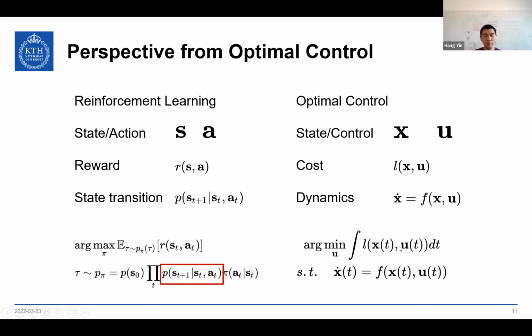And of course, optimal control might also involve some constraints on your state or on your control input. You should not apply too much control input. You can write down some other constraints, but let's just stick to the simplest form with just the dynamics itself.